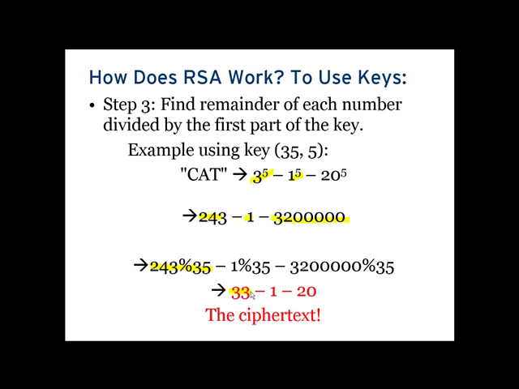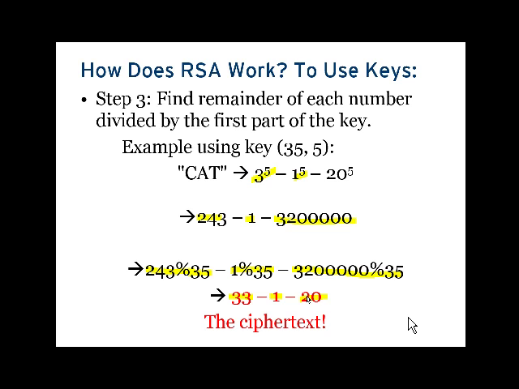That's what we're going to be sending. 35 goes into 1 zero times with a remainder of 1, so we get a remainder of 1. 35 is going to go into our big number here I don't know how many times, but it's going to give us a remainder of 20. So what we're sending over the internet is 33, 1, and 20. That's our encrypted message, our ciphertext.